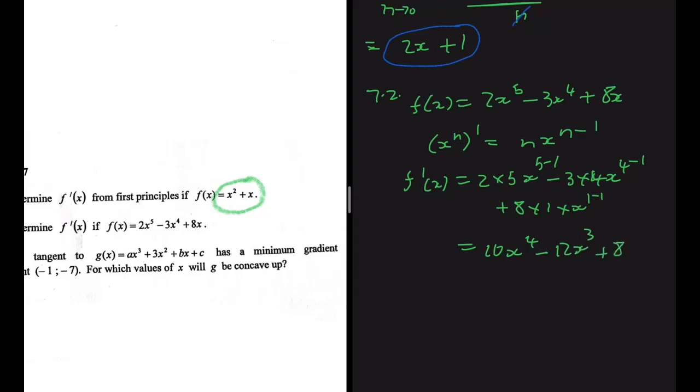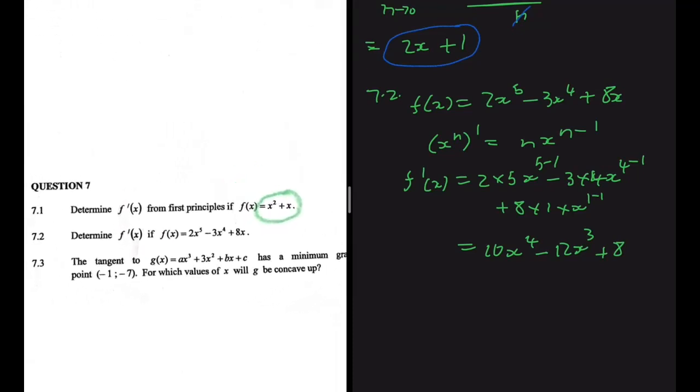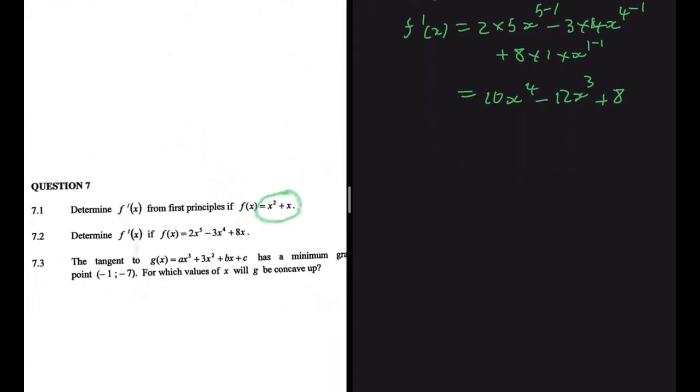And the number to the power 0 is 1. And just like that, we already have 8 marks. And now let's do 7.3.